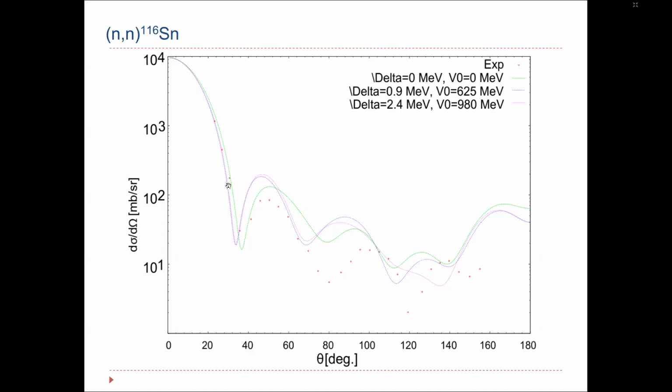And I see that the pairing effect is small, but it improves the reaction angular distribution at small scattering angles, but at larger scattering angles, I mean, it's not better. So I can say that the pairing effect is small, but not negligible, in describing the elastic scattering data.